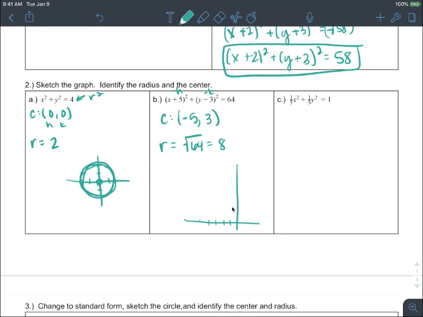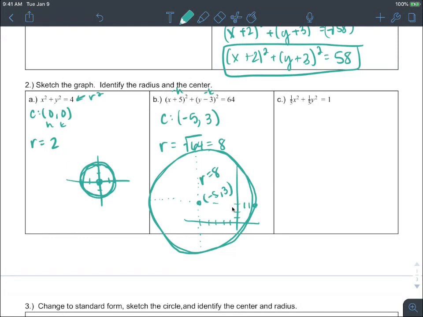1, 2, 3, 4, 5. 1, 2, 3. So the center, and then out 5, 6, 7, 8. About like that. That's not so bad. Okay, so a nice large circle there, a radius of 8 with a center at negative 5, 3.